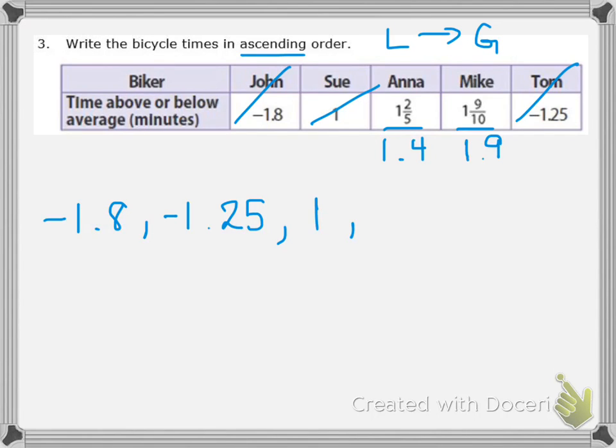The next time, if we compare here our tens place, the one that is the smallest would be 4, so that would come next. 1 4/10 or 1 2/5. And then the largest, the one with the greatest value, would be 1 9/10. Okay? Remember that ascending means to go up, so you're going from least to greatest.